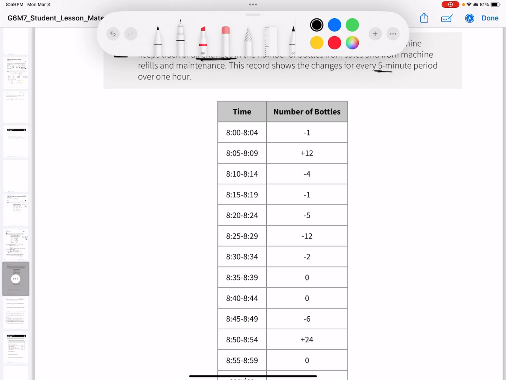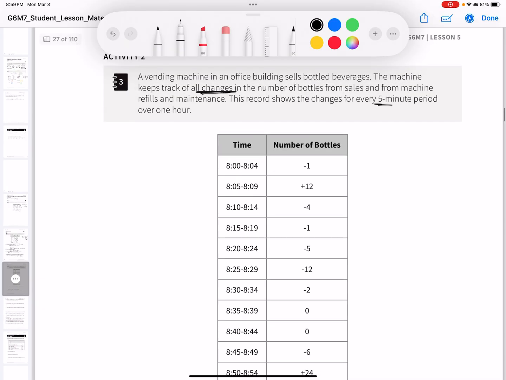refilling 12 bottles, right? So a sale is a negative, right? And a refill is a positive. Okay?